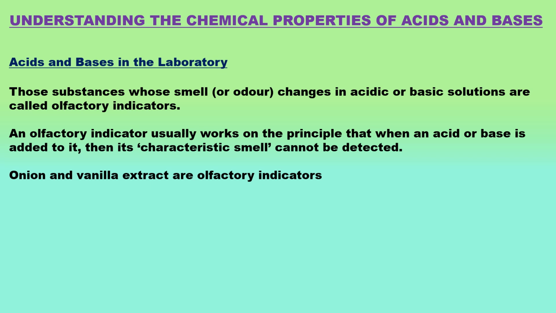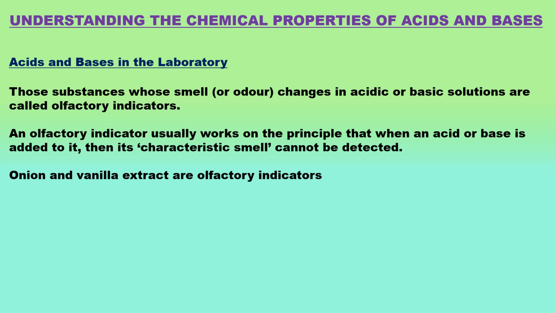Olfactory indicators. The term olfactory means relating to the sense of smell. Those substances whose smell or odor changes in acidic or basic solutions are called olfactory indicators. An olfactory indicator usually works on the principle that when an acid or base is added to it, then its characteristic smell cannot be detected. Onion and vanilla extract are olfactory indicators.